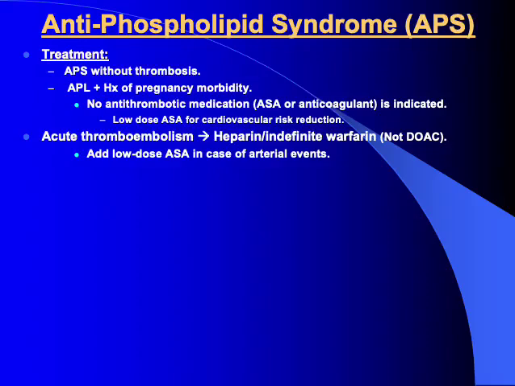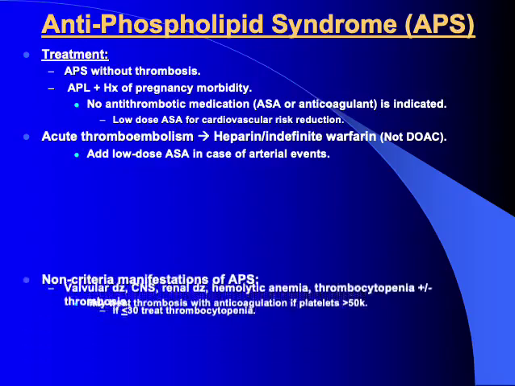Patients with acute venous thromboembolism, we should treat with heparin and then leave them on warfarin forever. But don't use the new drugs, DOAC. And also add low-dose aspirin in case of arterial events. So for venous events, heparin followed by warfarin for life.